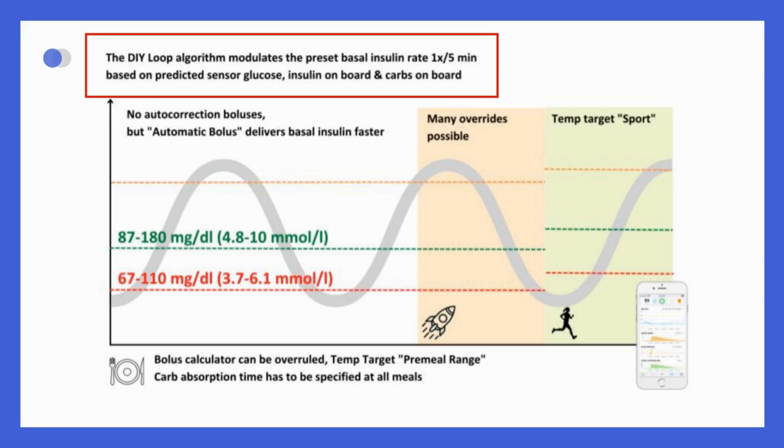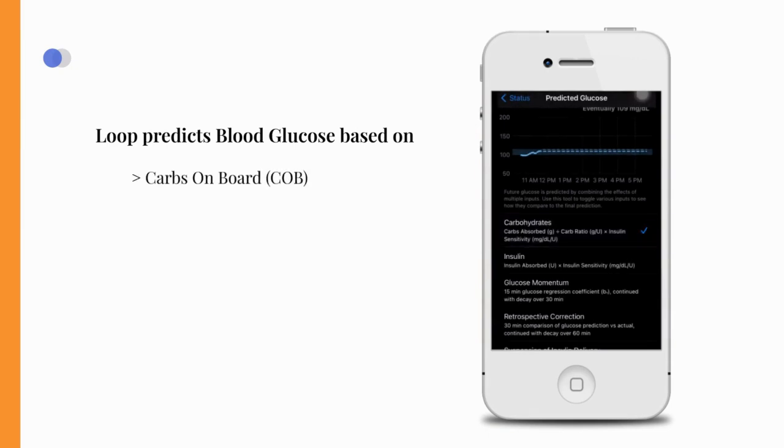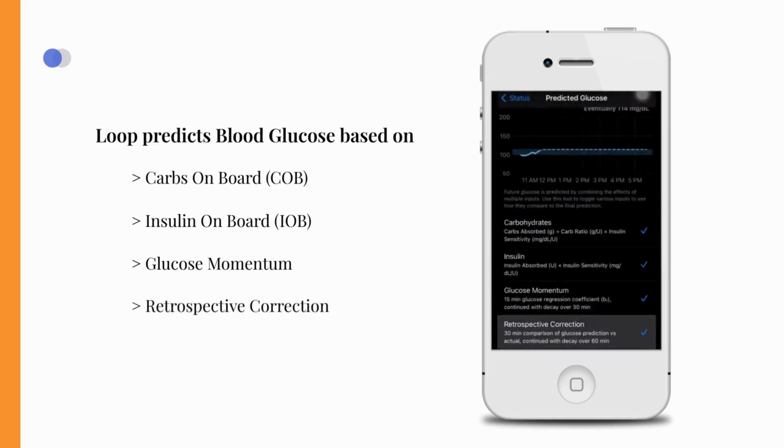These predictions are calculated using multiple factors. The carbs on board prediction estimates the effect of consumed carbohydrates on glucose levels using a dynamic carb absorption model. The insulin on board prediction considers the impact of insulin already in the body on future glucose levels. The glucose momentum prediction considers the average rate of change in glucose levels between the current reading and the reading 15 to 30 minutes ago, indicating how quickly glucose is rising or falling. And the retrospective correction prediction takes into account the difference between predicted and actual glucose levels over the past 30 minutes, incorporating this difference into the predicted values.